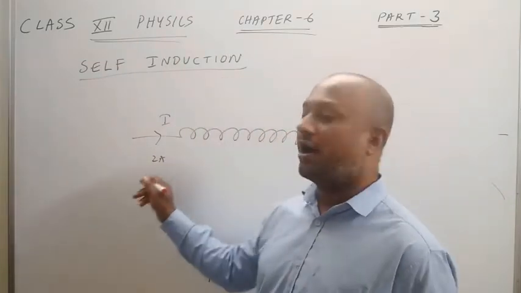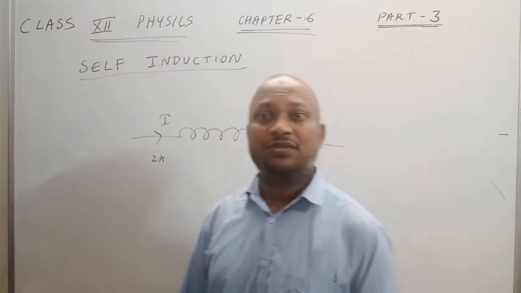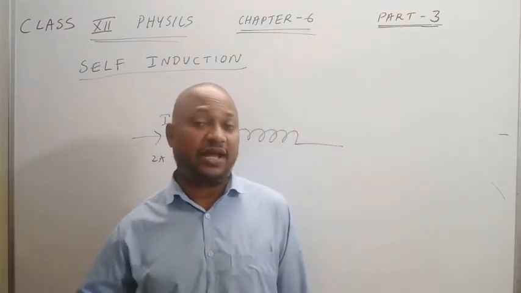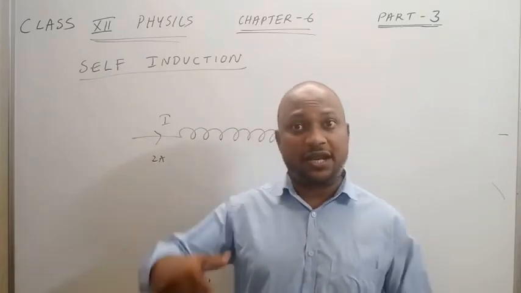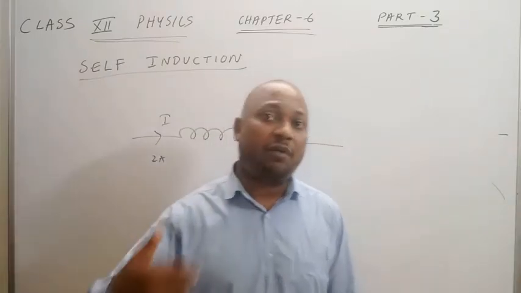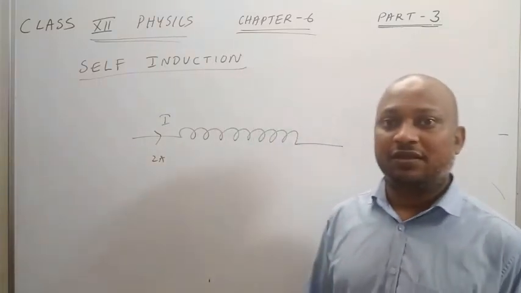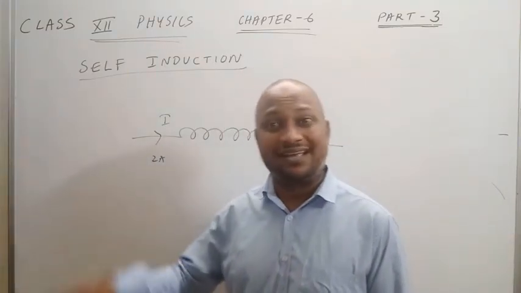And suppose the 2 ampere suddenly reduced to 1 ampere, so there is a decrease. So whenever there is a decrease, the flux changes, then new current is induced. So new current opposes the cause of production. New current opposes the cause of production means it will oppose the decrease.